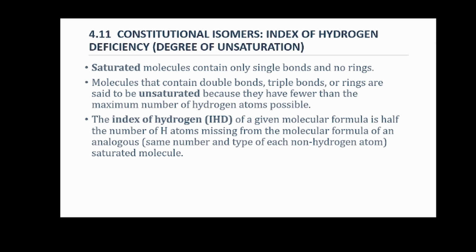So your index of hydrogen deficiency, IHD, is going to be a fairly common abbreviation. Please get used to that so you're comfortable. The IHD of a given molecule is half the number of hydrogen atoms missing from the molecular formula of an analogous, i.e. same number and type of each non-hydrogen atom, saturated molecule. I.e. if it wasn't in rings, if it didn't have a double or triple bond, how many hydrogen atoms could you have? Okay?